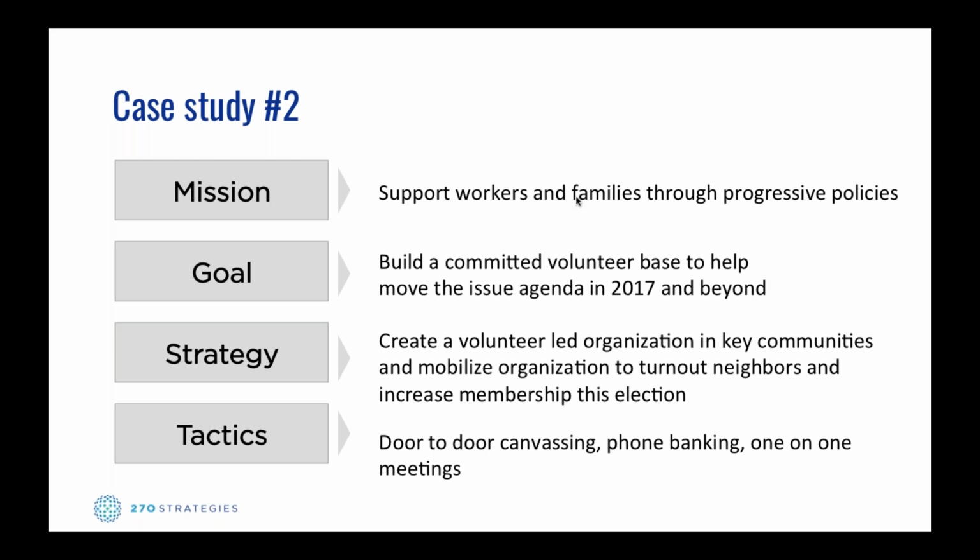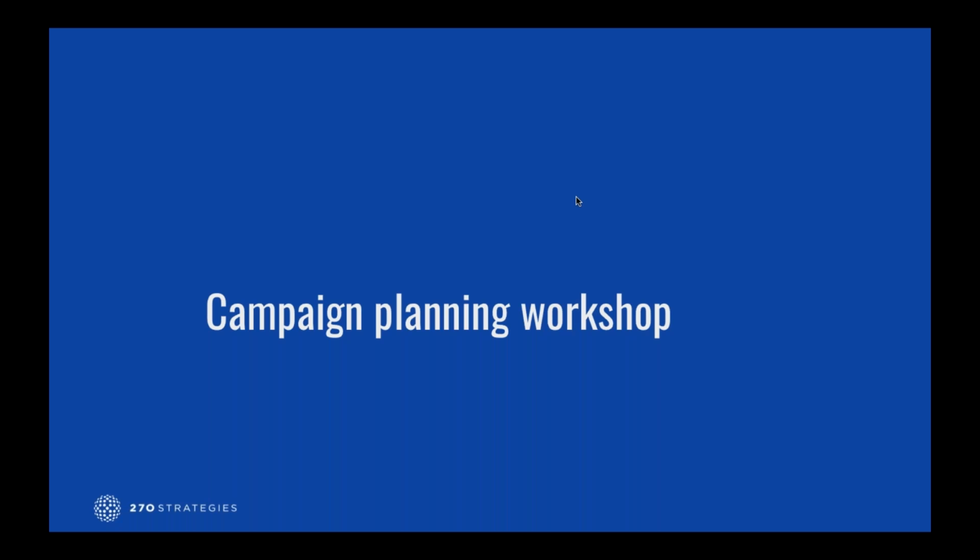From there, we can go into another example that might be more applicable. And this example comes from a major labor union, right? And their mission was to support workers and families through progressive policies. And then their goal, they wanted to build a committed volunteer base to help move their issue agenda in 2017 and beyond. So they knew if they built a large volunteer base to help them move their issues, then they would be supporting workers and families through progressive policies.